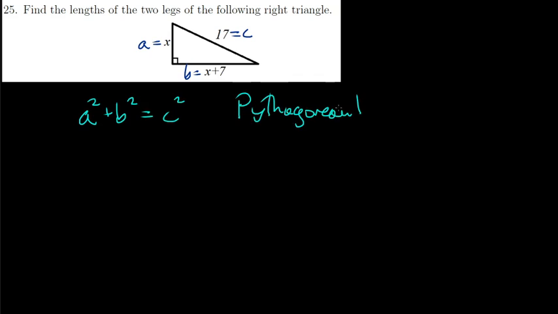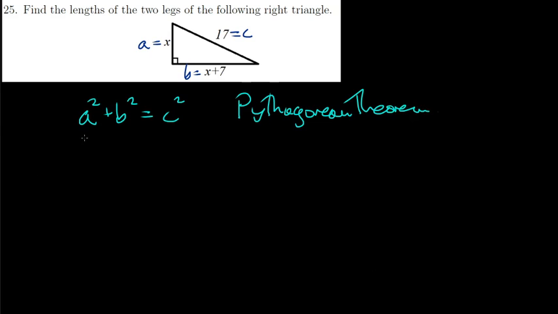In 25, we want to find the lengths of the two legs of the following right triangle. So the shortest side here has length x. Then we have another side with length x plus 7, and then the hypotenuse is 17. Okay, so you should know the relationship between the three sides. We usually call these A, B, and C. And then by the Pythagorean theorem, a squared plus b squared equals c squared. So, yep, you have to know the Pythagorean theorem. We talked about it a couple of times already.